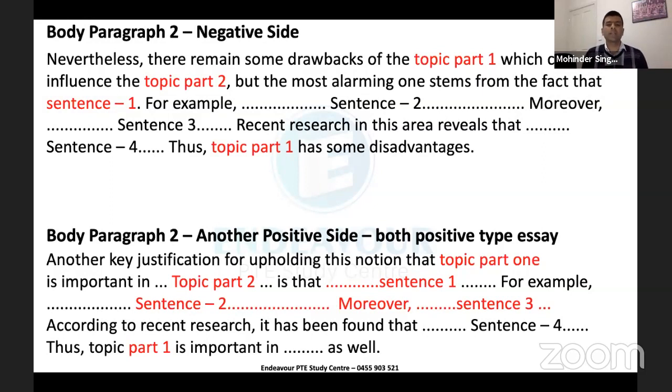Therefore, it should be completely banned. Full stop. Okay, tweak the topic as per the needs. That is the last part.